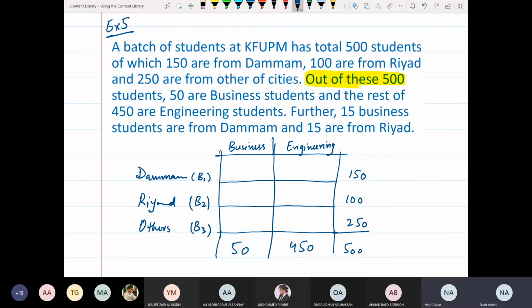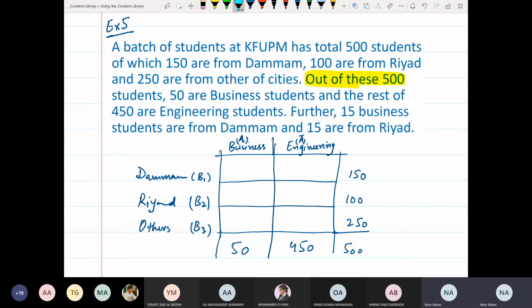Let me name the event business student as event A. The other one I can name with another letter, but this basically is A complement, because I'm assuming the only two categories at KFUPM are business or engineering. So if someone is not in business, obviously he is in engineering. I can use a different notation, no problem, but it's better to give the notation A complement to engineering.